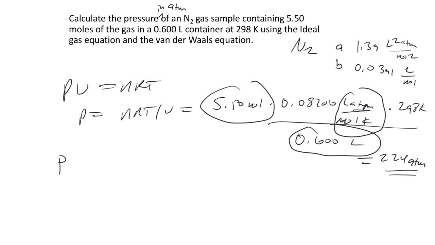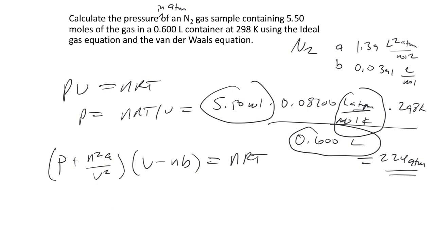So if we rewrite the equation from the previous slide, it was P plus n squared A divided by V squared, and this is always given. We wouldn't expect you to memorize this equation. Times V minus nB, equals nRT. So we're just correcting pressure and correcting volume.